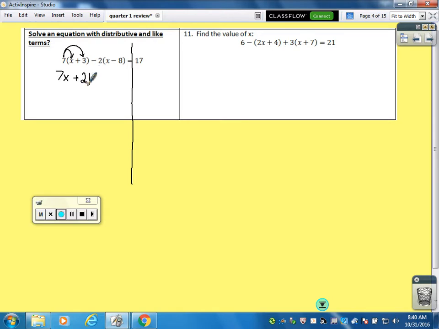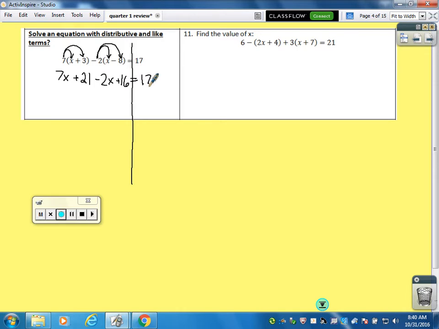Now for the second one, you've got to remember that's not just a 2 sitting out there. This subtraction sign goes along with that 2. So that's really a negative 2. So negative 2 times x is still negative 2x. I know it doesn't look like anything changed there, but right here's where it changes. Negative 2 times negative 8 makes positive 16. Alright, that equals 17. We're going to go down to the next step.